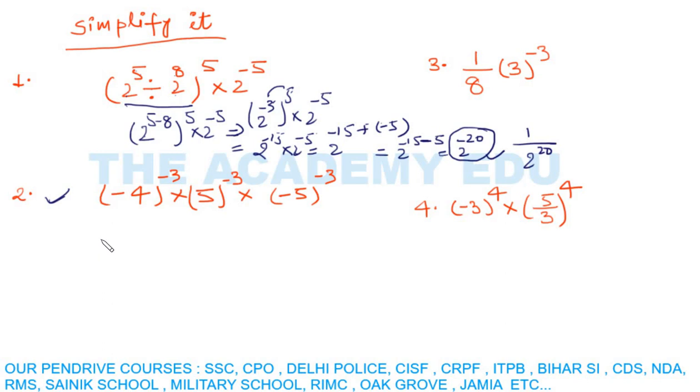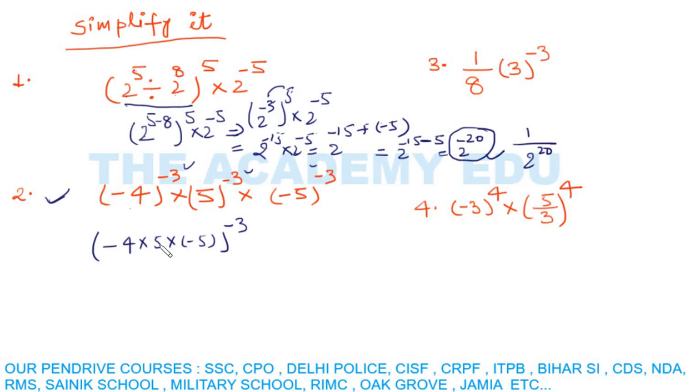Okay, so I'm solving it for you. See here, we have minus 4 raised to the power minus 3 into 5 raised to the power minus 3 into minus 5 raised to the power minus 3. The bases are different here: minus 4 is different, 5 is different and minus 5 is different. But we have the same power. So if the powers are the same, I can write minus 4 into 5 into minus 5, and whole to the power minus 3.